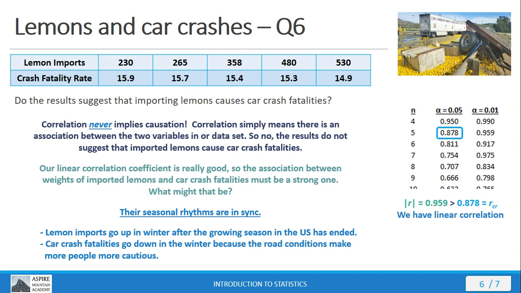And that's because in the winter, people know the roads are slick. They tend to be more cautious. They tend not to push that envelope so much. But in the summer, when all the roads are dry, yeah, they're more likely to push that envelope. And it's when you push the envelope that you get into an accident and people die. So this actually makes sense if you think about it. The lemon imports going up as the car crash fatalities go down. The relationship between the variables is that their seasonal rhythms are in sync.